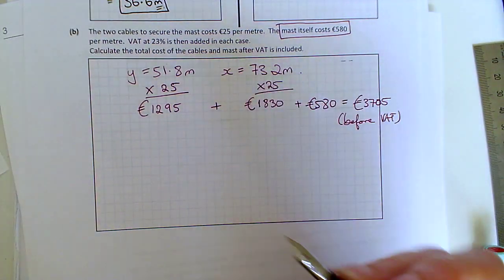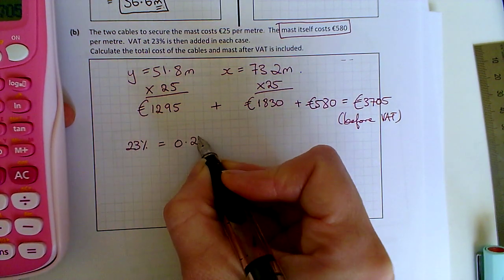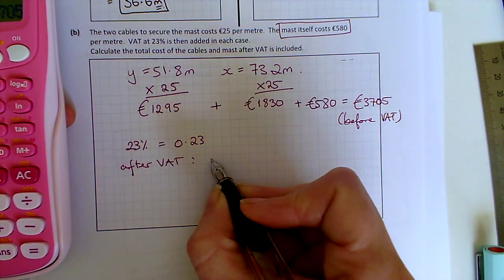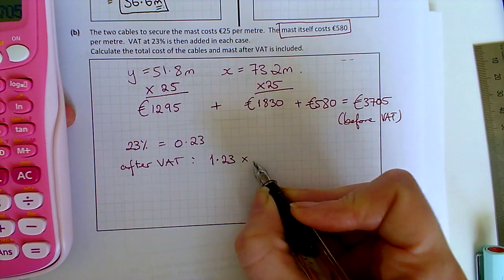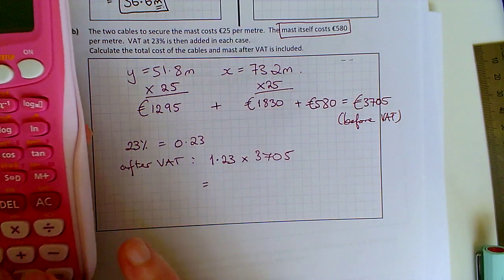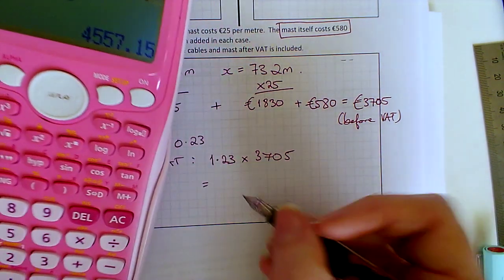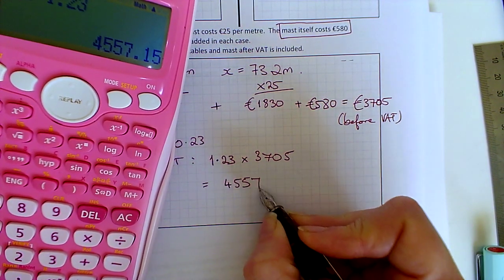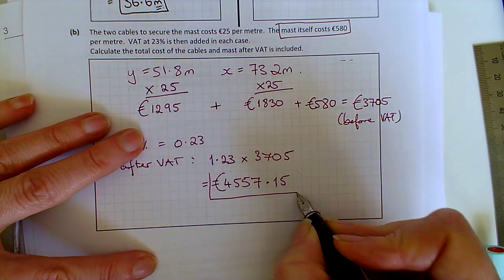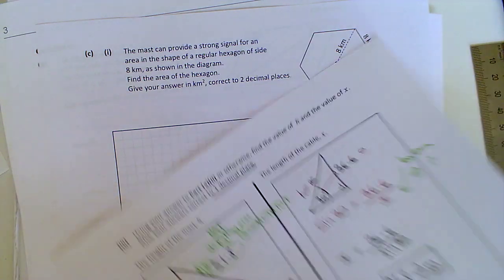Adding on the VAT, you can calculate it and add it on, or the trick is to change 23% to a decimal. So after VAT, we're going to have 1.23 multiplied by 3,705. You can do it in one step like that. If you like to just find the 23% and add it on, that's fine as well. You get the same answer, €4,557.15. Okay, so a little bit of financial maths thrown in on the end there as well. Now let's look at part C.